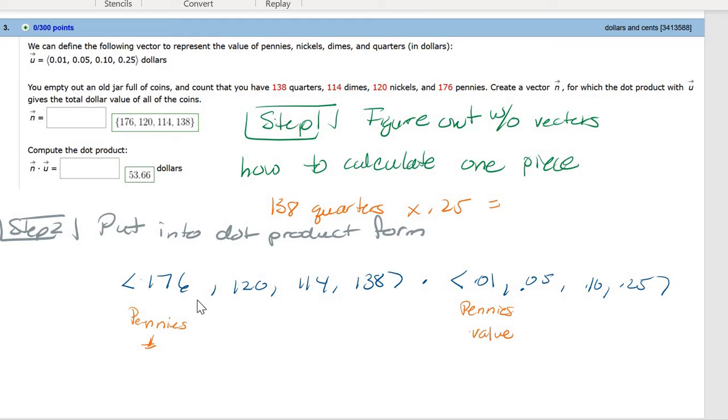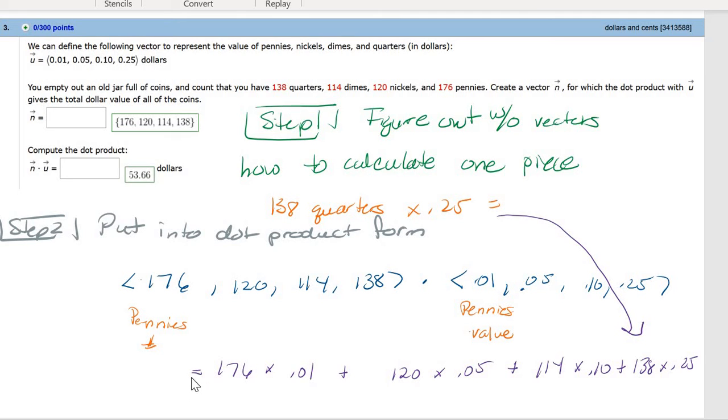It is, you take two vectors and you just multiply the components and sum them up. So for example, if I wanted the quarter value, I would take 138 times 0.25. The penny value would be 176 times 0.01. So when I do the dot product of these two vectors, I will get the dollar amount after I sum them up.